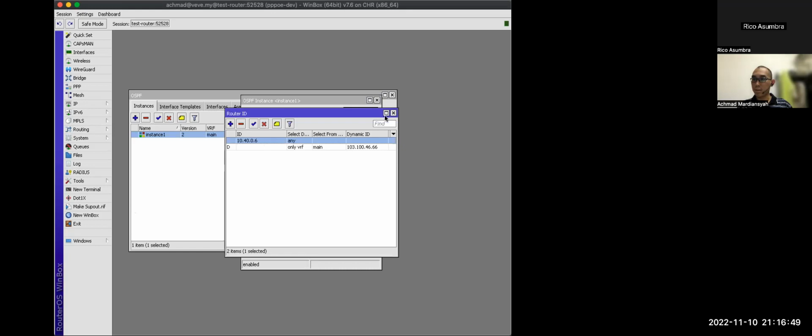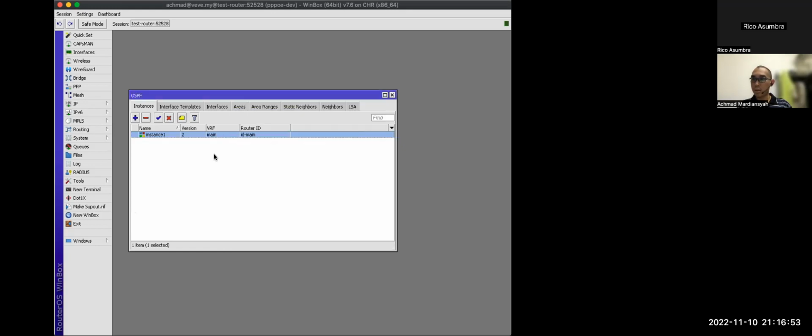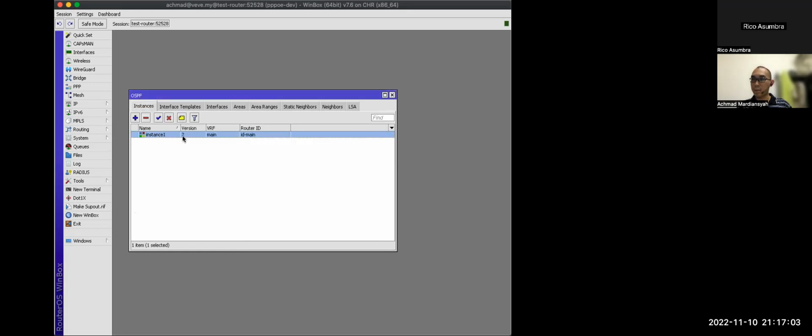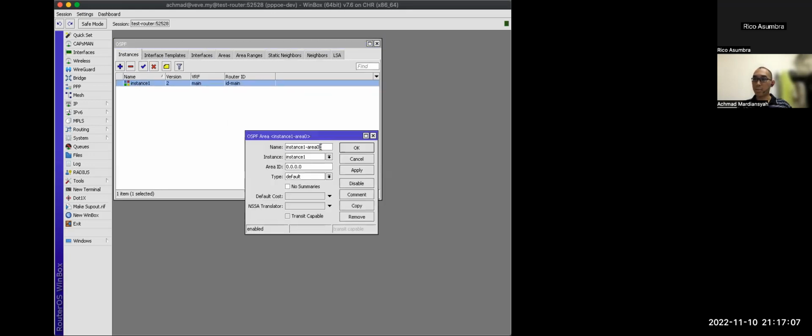In this example, and then here's your area. So first is the instance. I put here instance 1, and then the area I put here instance 1 area 0.